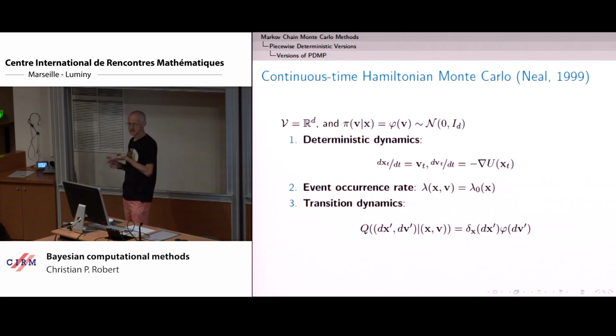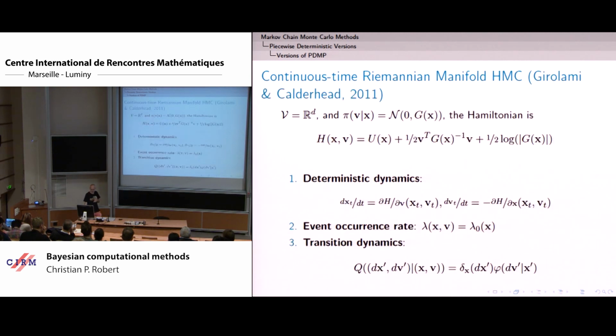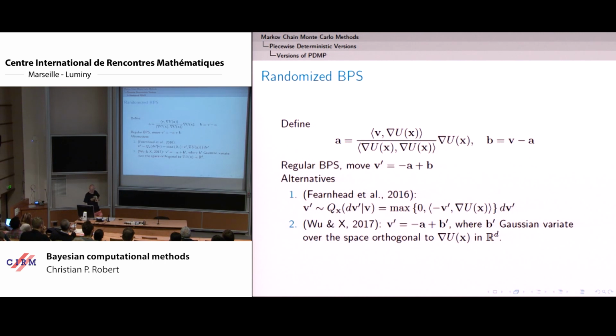HMC can be seen as a form of PDMP, although that's not the regular analysis, but you follow the gradient to run the speed, and the renewal rate is constant. It doesn't depend on the speed, and then you change the speed at transition according to this Gaussian that is your auxiliary artificial target. And then you may improve things a little bit in the Riemann manifold version of Girolami and Calderhead by using the Hessian in the transition target, which is this G. Otherwise, it is the same pattern.